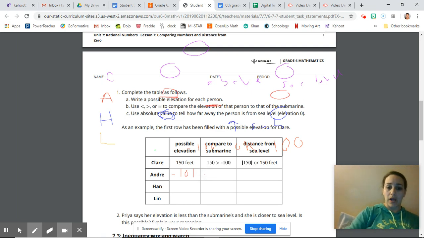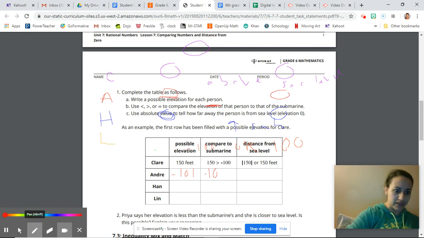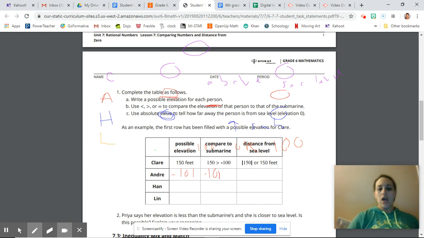Now, if we talk about his elevation, which we said was negative 105, and we compare that, oops, no, we didn't. We said 101. Sorry. Somehow I forgot that in the last second. All right, sorry, quarantine brain.